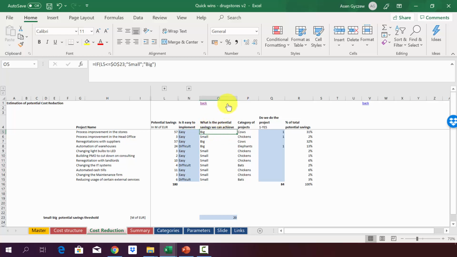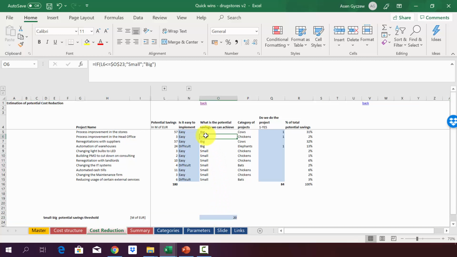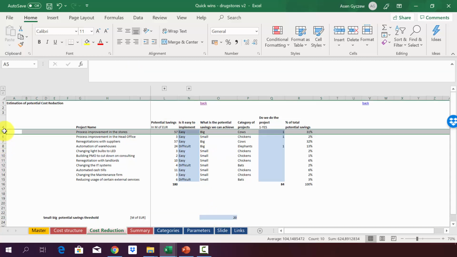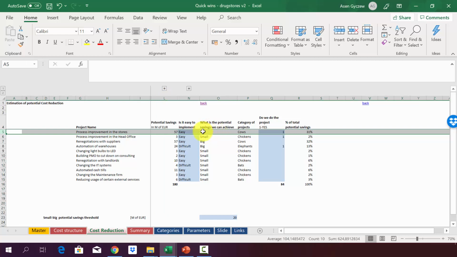But then in the case of the potential savings, we want to be more data driven. And we have defined the threshold here. So if a certain saving is above 20 million, we consider this to be a big saving. Below that, it's small. So for example, process improvement in stores is worth 57 million. We've got the values in column L of potential savings that we have estimated. And then since this is above 20, this is a big saving.